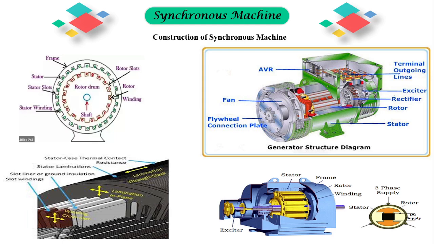5. Smooth cylindrical type. In contrast, some synchronous machines have smooth cylindrical rotors with a uniform diameter. This design is more commonly found in synchronous motors. While it may offer less control over voltage and frequency, it provides smoother and more stable operation.